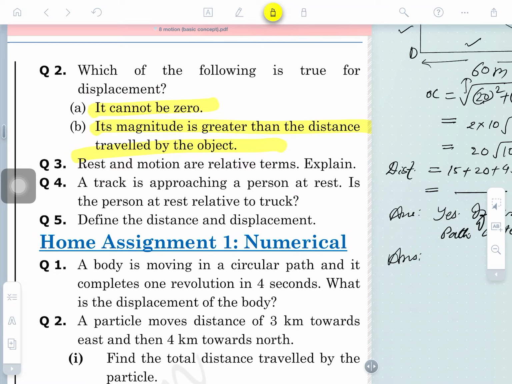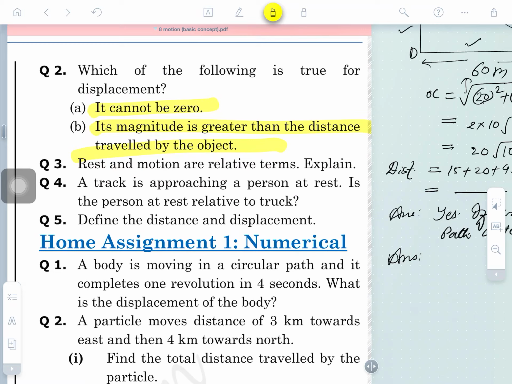So, you both are not in motion for each other. If your friend is on the platform and you are in the train, and the train starts moving, you appear in motion for your friend, and your friend appears in motion for you. But if you are both on the platform and the train is moving, you both are not in motion for each other.